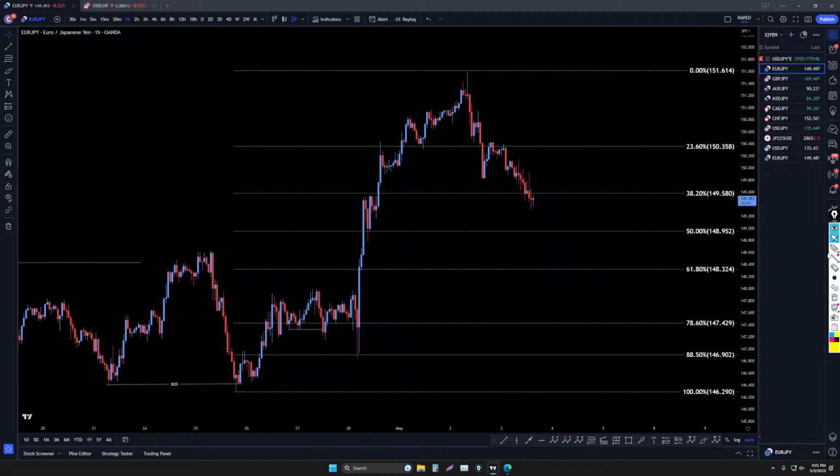So most likely this is a wave A, and most likely the next move up is going to be a correction, and most likely it will go down again. Probably some sort of an ABC down to a Fibonacci level before it actually continues the uptrend.